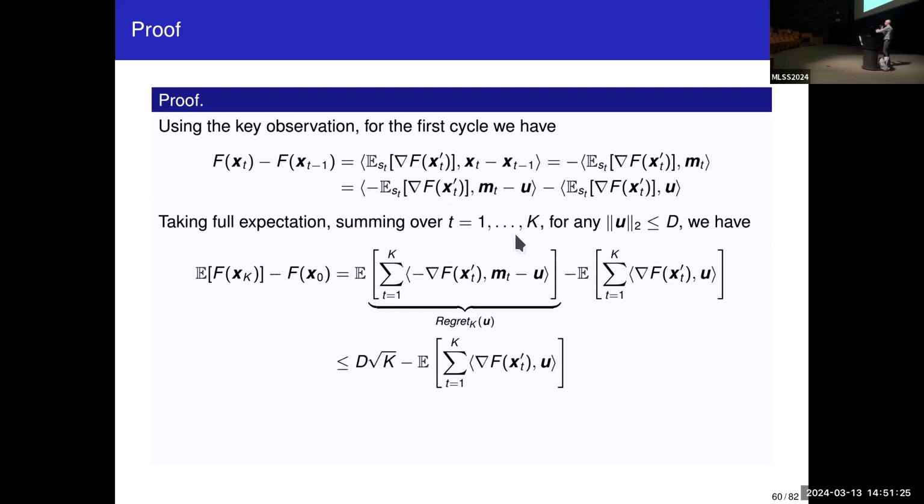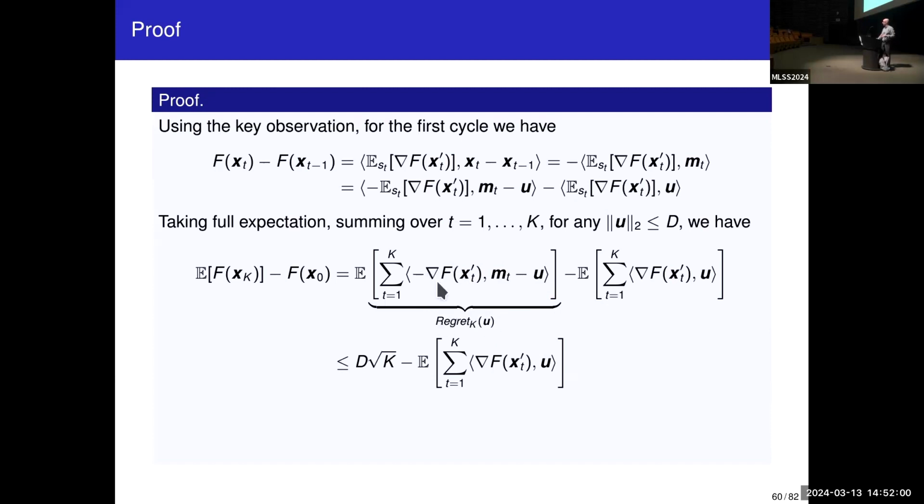Okay, let's consider one cycle at a time. This is only the first cycle. And I consider any vector u whose norm is less than d. And so I have the sum of the first terms, where the expectation went outside, and the sum of the second terms, again with the expectation outside. What is this guy? This is exactly the regret of the online convex optimization algorithm with respect to u, because these are the losses that I am passing to the online convex optimization algorithm. So this is exactly the regret after capital K iterations with respect to u.